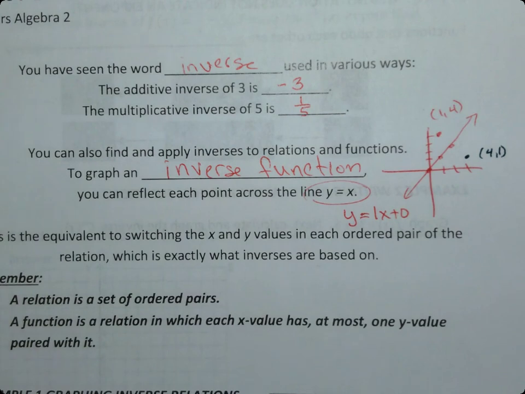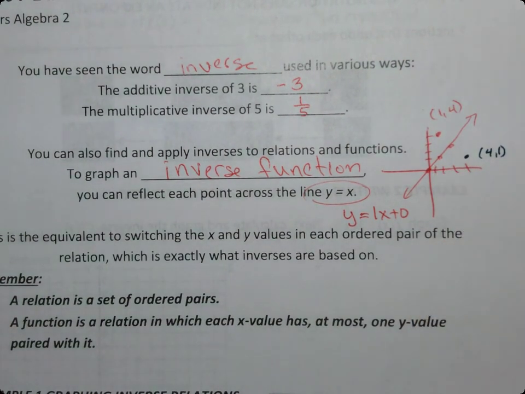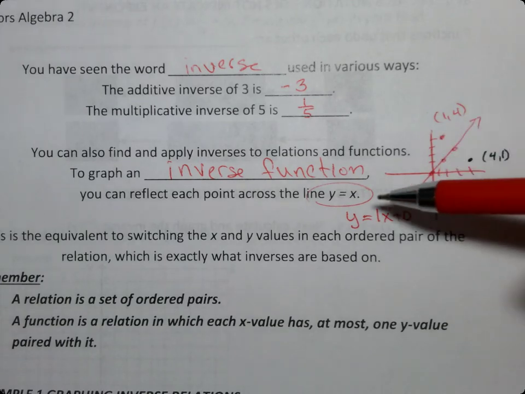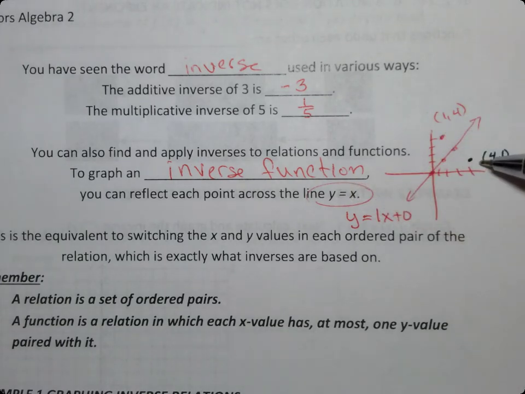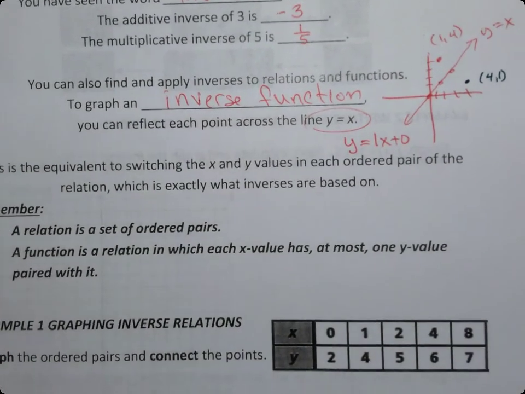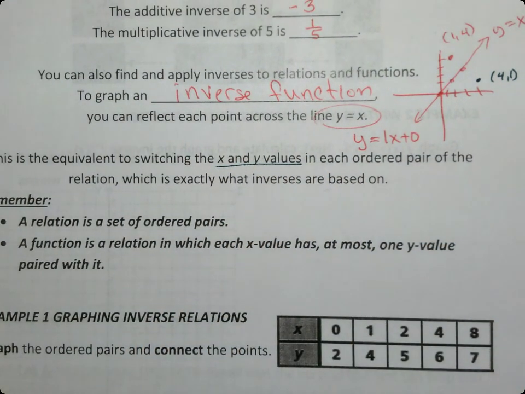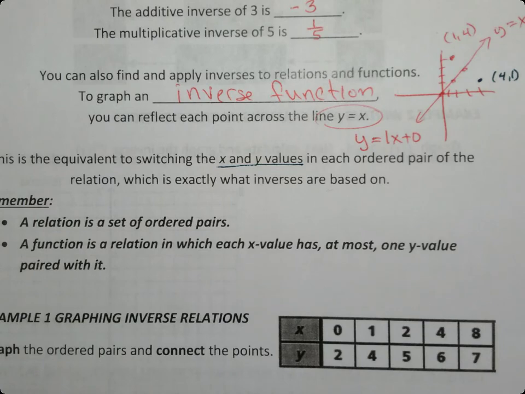So what happens when we find an inverse of a point? We just flip the x and y. So if you're reflecting something over the line y equals x, its inverse, xy, is now yx. Okay, so this is your line of reflection. Got it? That's an inverse. So it's equivalent to switching the x and y values in the ordered pair. And that's exactly what inverses are based on, switching that x and y.